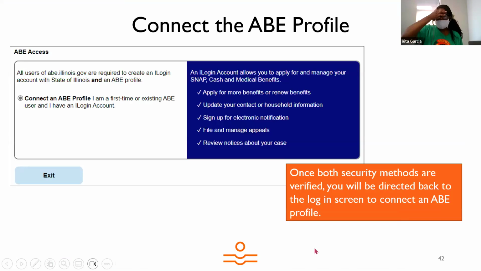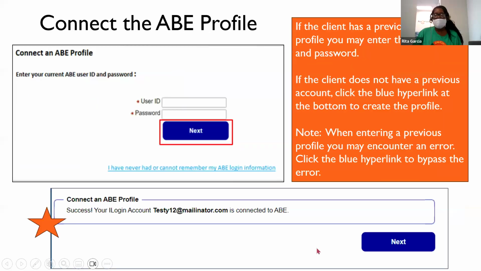So connect the ABE profile. Once you're done with your Illinois login, you can go ahead and connect the profiles so you can apply for redetermination in the future, or you can check the status to see what's going on. And once both security methods are verified, you'll be directed back to the login screen to connect it. So you go ahead and connect those profiles. We highly encourage people to do that.